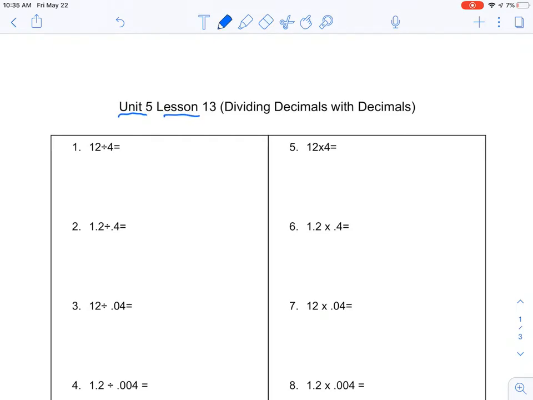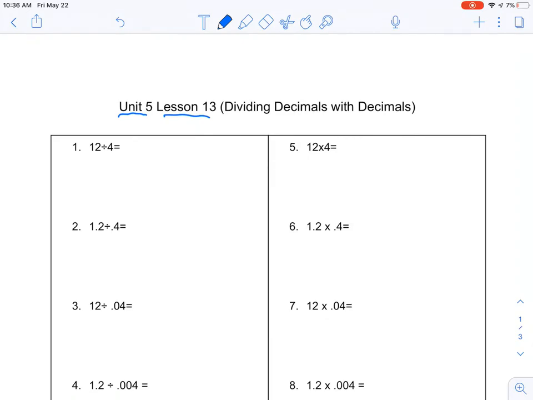Lesson 13. I know we've been getting out of line just a little bit with this chapter. It's just because there's some material in there that I think is a little bit redundant. But anyways, if you would like to go back and look at some of those previous lessons, please send me an email and I can send them your way.